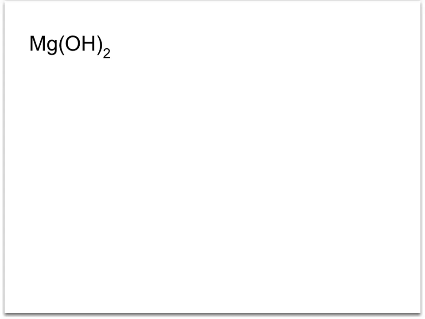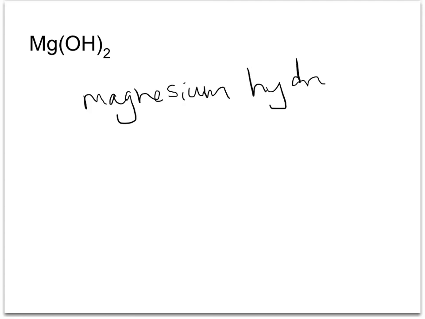Okay, let's look at this one. All right, the cation present is magnesium, and then the polyatomic ion is hydroxide. That's magnesium hydroxide. You don't have to mention the two. The only way magnesium and the hydroxide anion combine is in a 1:2 ratio.